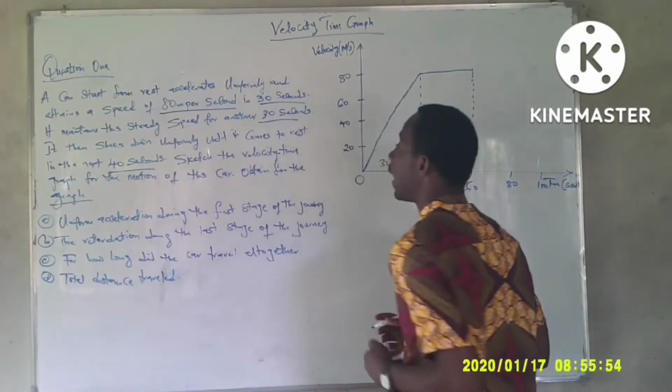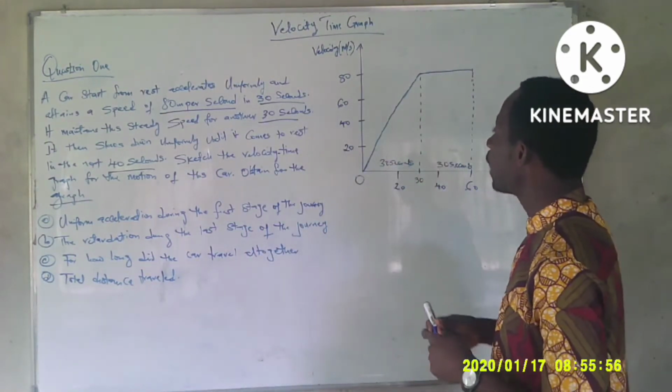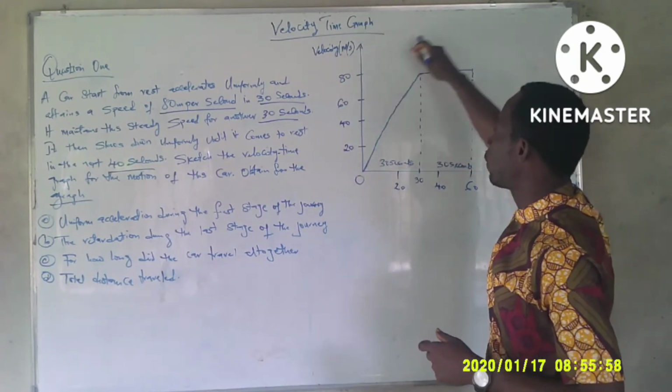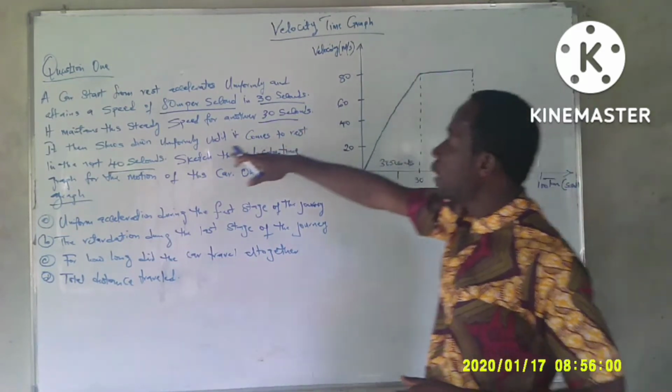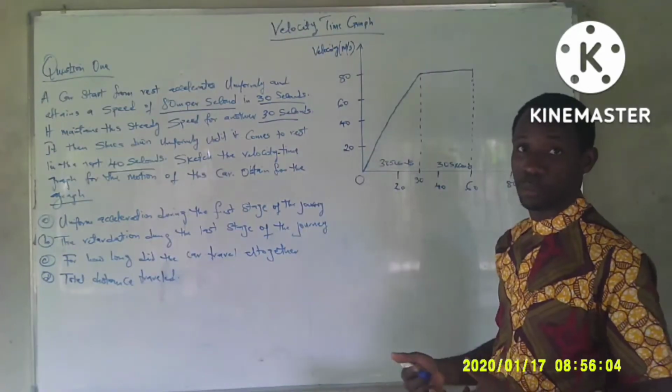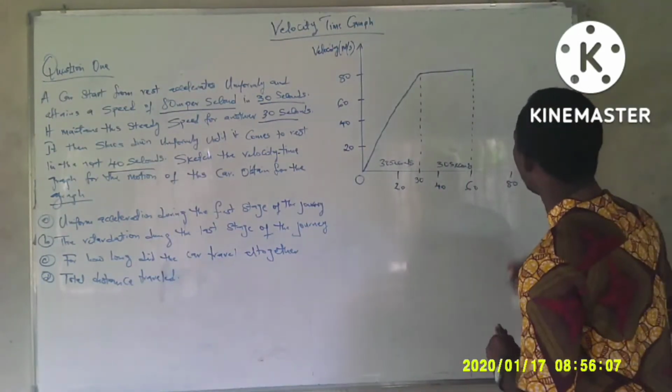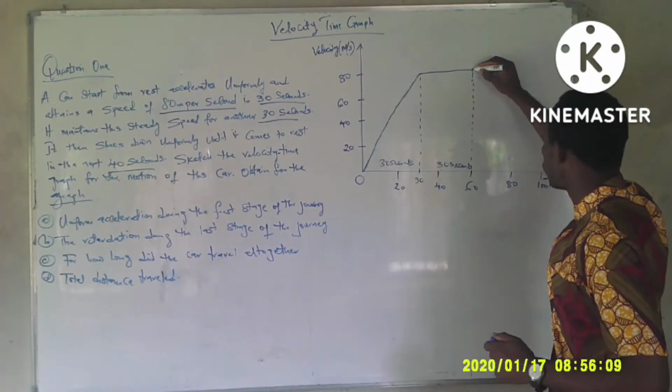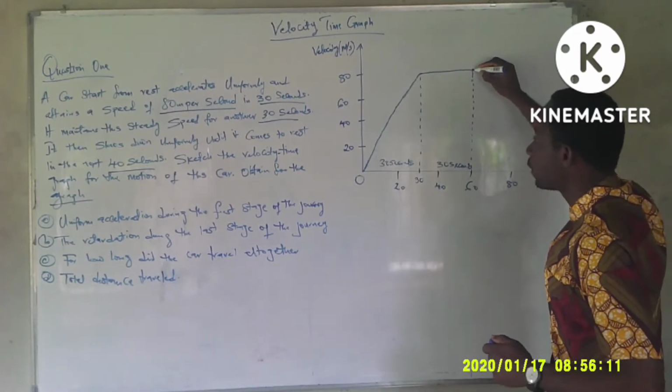Now it then slows down. So what it means is that the velocity is not going up again and the velocity is coming down. You see, it slows down until it comes to rest. When the vehicle comes to rest, v is 0. So the final velocity at this point is 0.